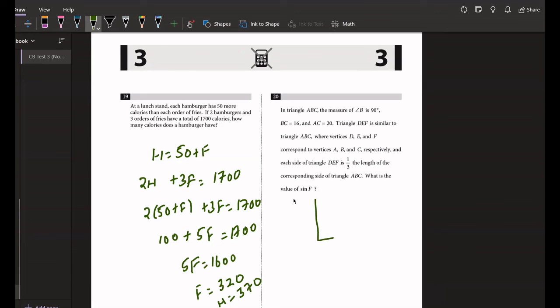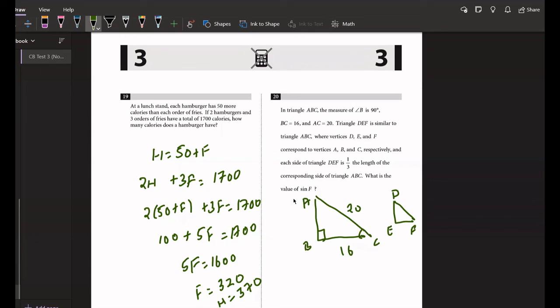So angle B is 90 degrees. So it's obviously a right angle triangle. This is B. BC is 16. AC is 20, which is your hypotenuse. Then you have DEF, similar to ABC. So let's consider this as DEF. Each side is 1/3. What is the value of sine F?